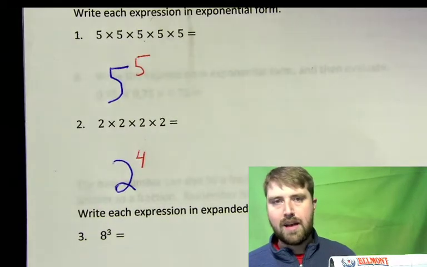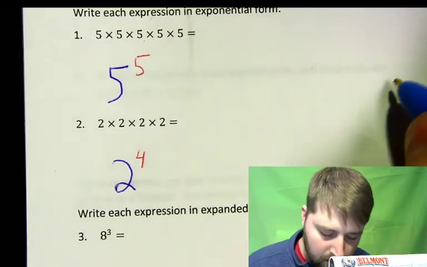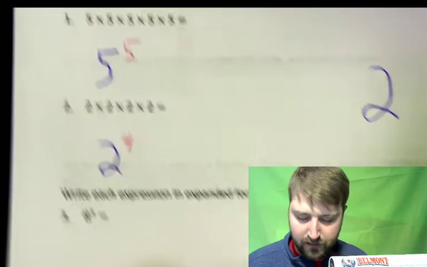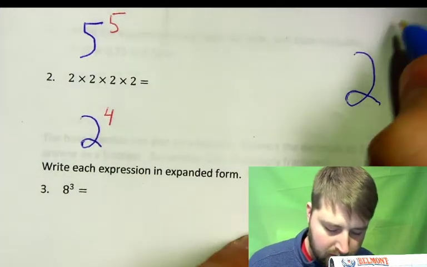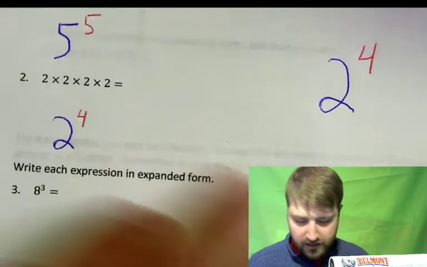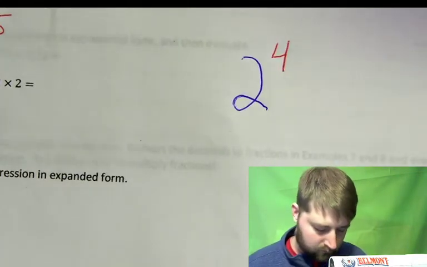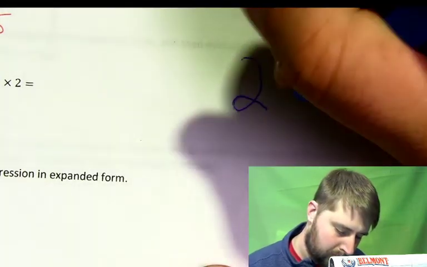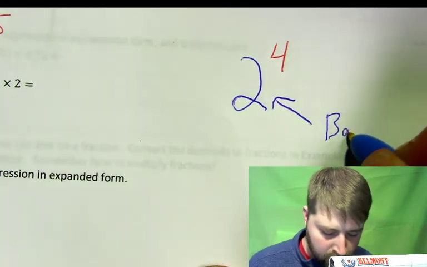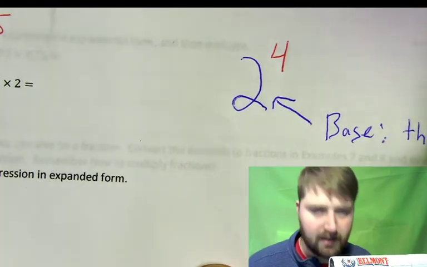So just to talk about a couple of words here. We have our number. And I'm going to write this just over here, just so we've got it nice and big and we can talk about the two parts. So we have the 2, and we have the 4. The 2 is called the base. And the base is the number that we are multiplying repeatedly or many times.